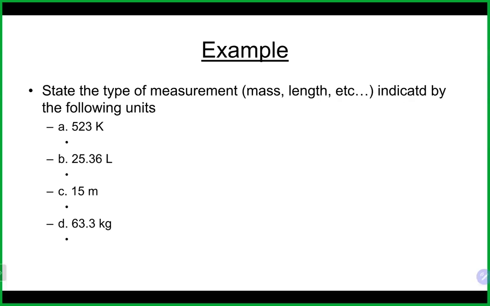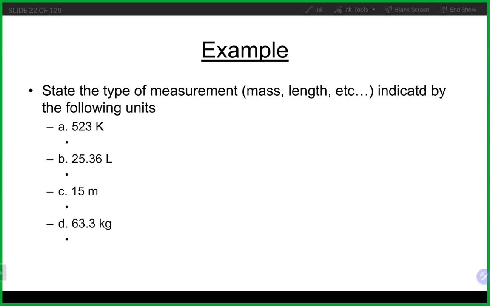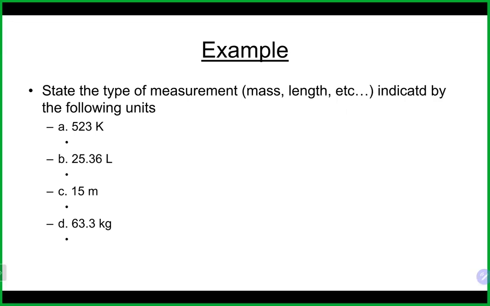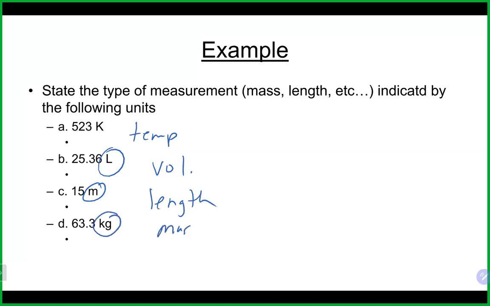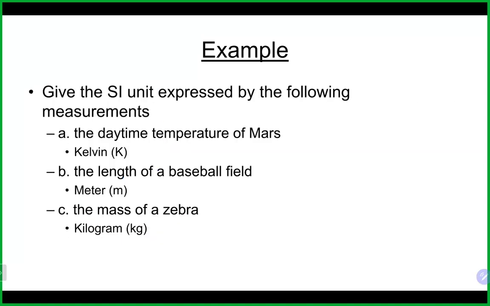All right. Just looking at these, as we talked about a second ago, it's really important to understand the type of measurement we're looking at. When I see 523 Kelvin, what type of measurement is that? That is a temperature measurement, right? When I see 25.36 liters, liters is a volume. 15 meters, meters is a length. And kilograms is a mass. So again, recognizing what those units represent is really important as well.